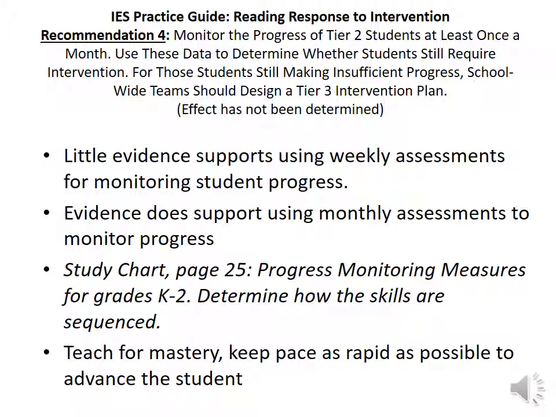All right, recommendation 4: monitor the progress of Tier 2 students at least once a month. Use these data to determine whether students still require intervention. For those students still making insufficient progress, school-wide teachers should design a Tier 3 intervention plan. Well, that's kind of crappy.